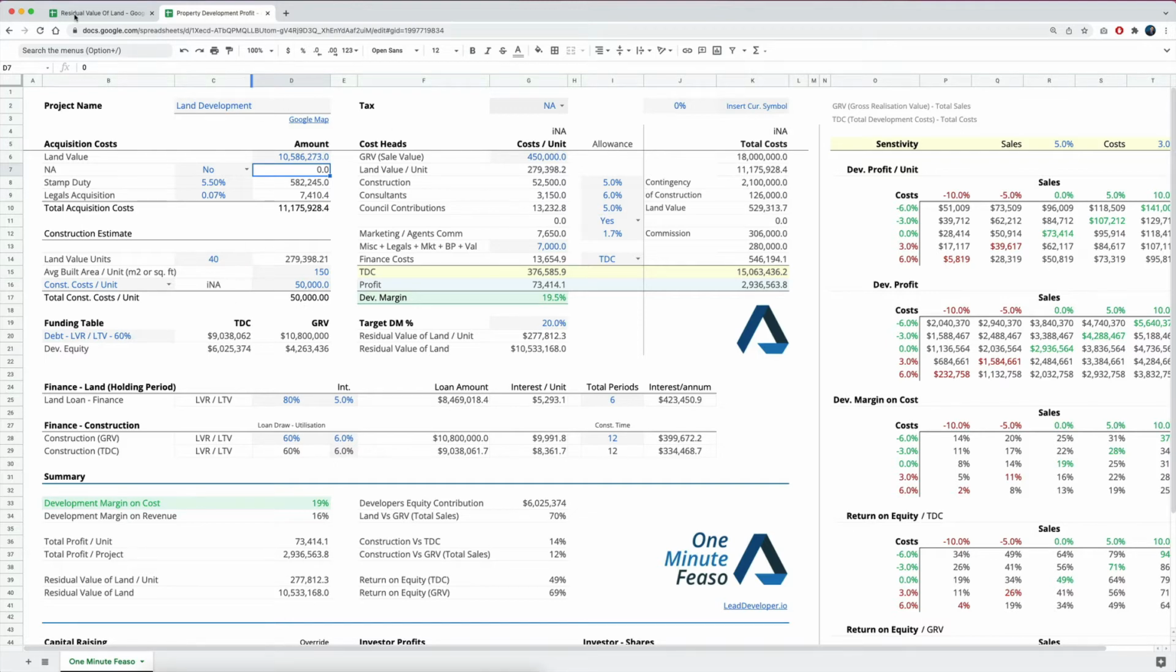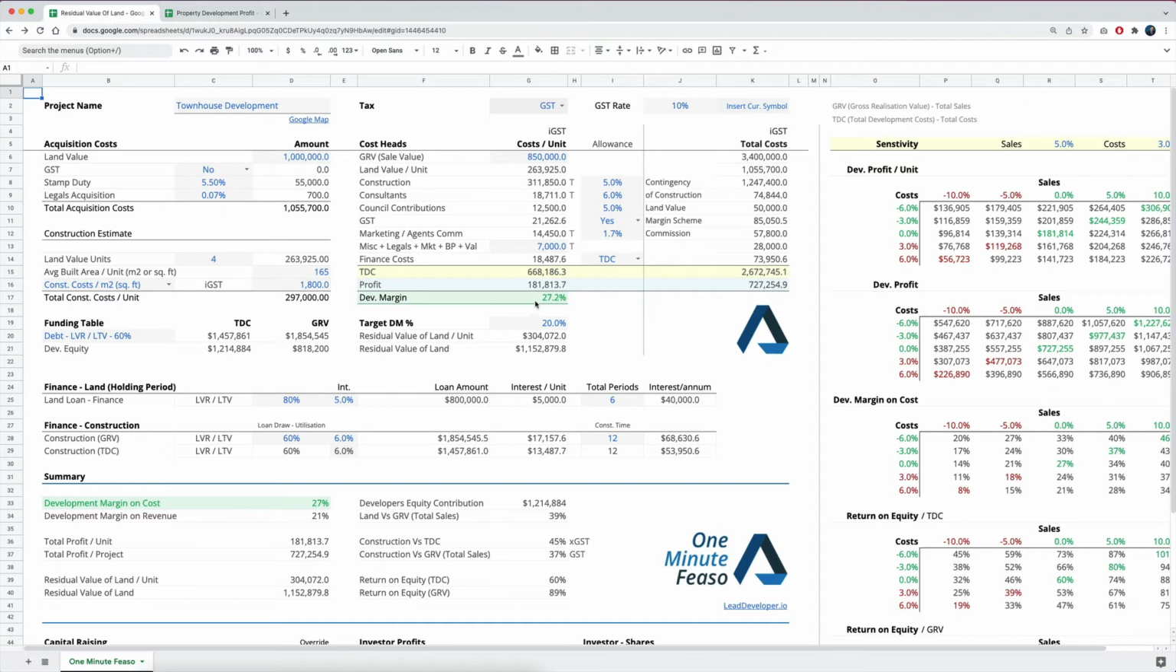Let's look at another example, for a townhouse development. You can do the same thing. If a site already has a permit, or it is for sure that it can do 4 townhouses on it, or 6 townhouses, or whatever it is, you can use residual value of land to figure out the maximum price that you should pay for this site based on its development potential.